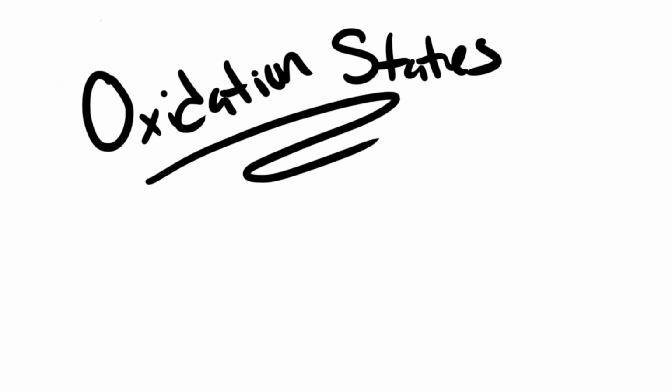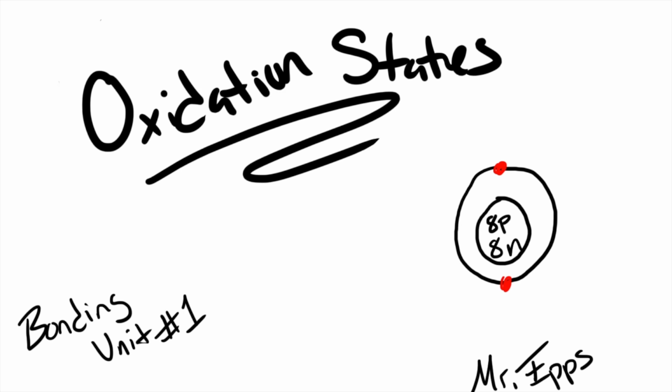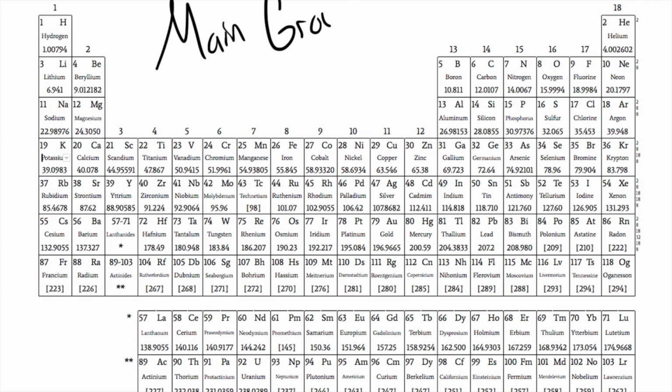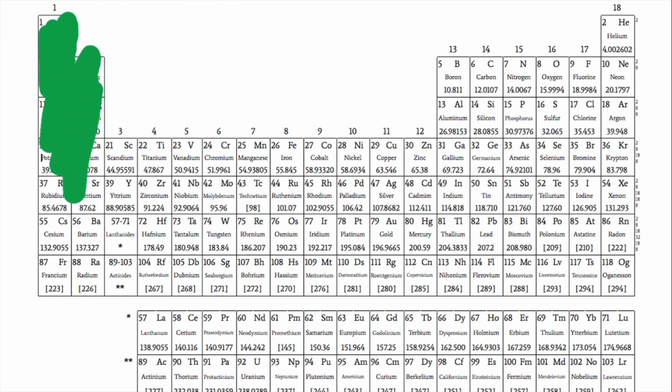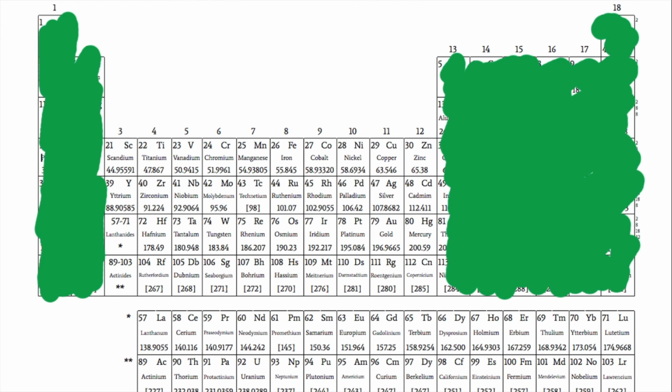In this video, we're going to talk about the oxidation states of the main group elements. Now, don't freak out about not remembering what the main group elements are. It's only these in green. We'll cover the others later.